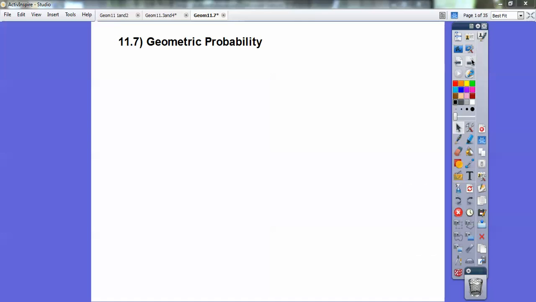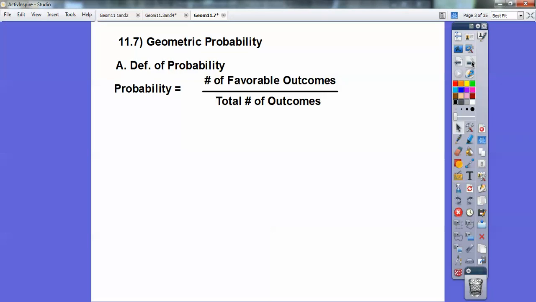So let's begin. Definition of probability. Remember, probability is the number of favorable outcomes divided by the total number of outcomes. Also, probability is between 0 and 1. It could be 0, it could be 1, but it's usually a fraction between 0 and 1.